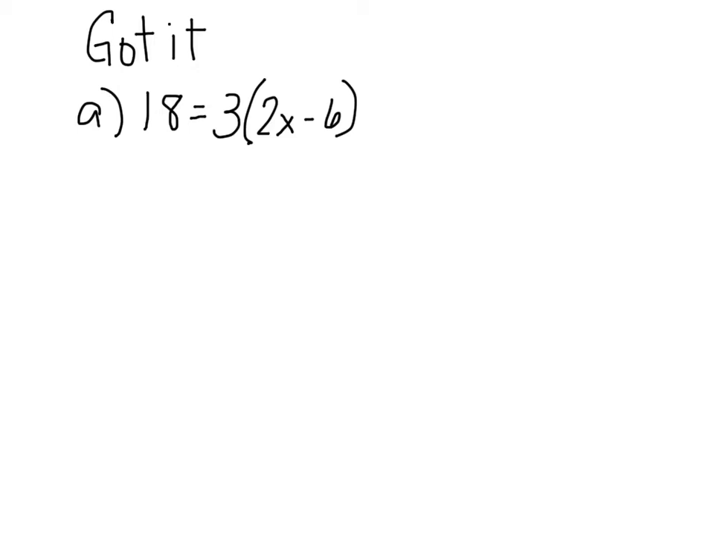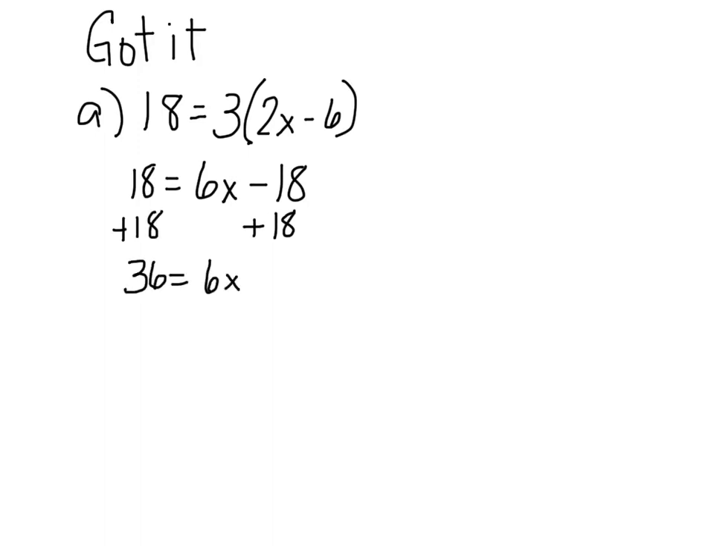So first thing you have to do is get rid of your parentheses. How are you going to do it? You're going to distribute. 3 times 2x is 6x. 3 times minus 6 is minus 18. I now am going to do what? Add 18 on both sides. That gives me 36 equals 6x. I then divide both sides by 6 and I get 6 equals x.